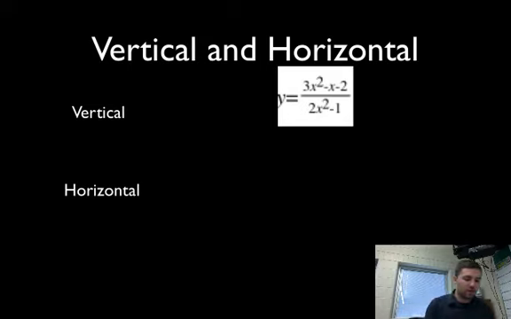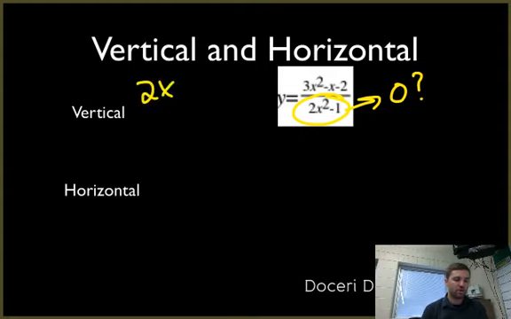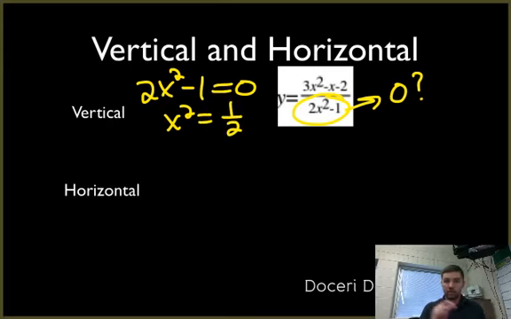So let's first start with vertical asymptotes. Vertical asymptotes occur whenever we divide by 0. In other words, whenever the bottom, the denominator, is 0. So when is this 0? Well, I'm going to claim that it's whenever 2x squared minus 1 equals 0. And if I were to solve this for x, I think I would get down to x squared equals 1/2. Add the 1, divided by 2.